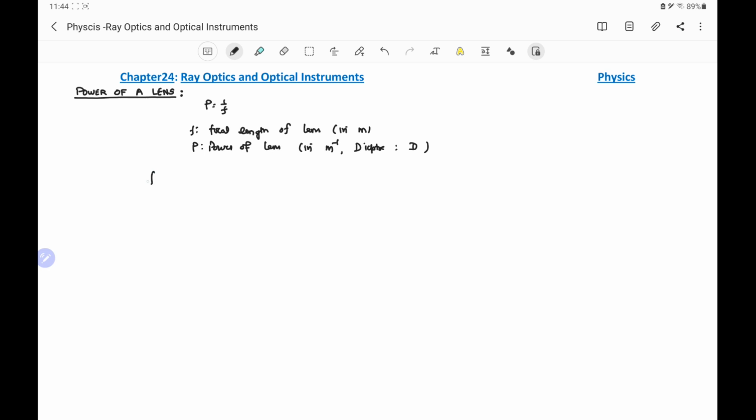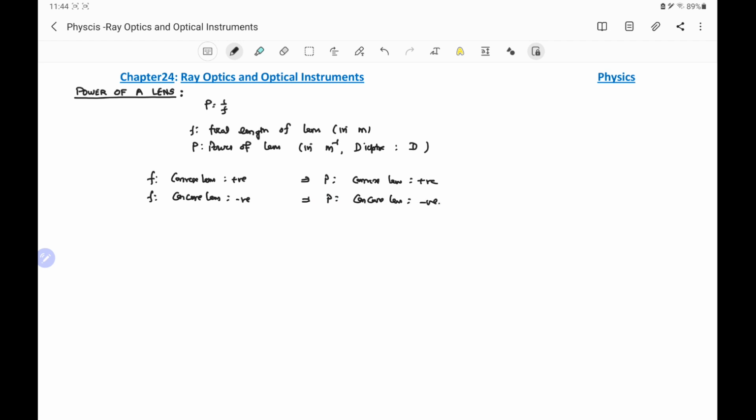We know that the focal length of a convex lens is positive. This implies that the power of a convex lens will also be positive. Similarly, the focal length of a concave lens is negative. This implies that the power of a concave lens will be negative.